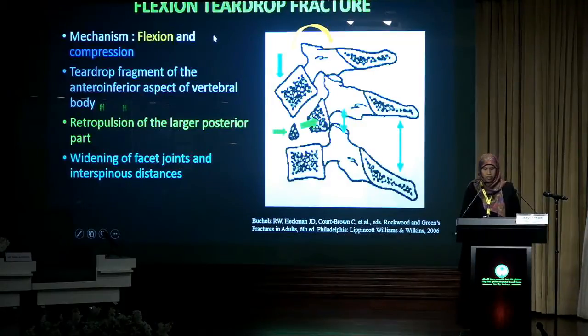How about flexion teardrop fracture? If there is flexion and compression, it will cause a teardrop fragment of the anterior inferior aspect of the vertebral body and also retropulsion of the larger posterior part. Because of the hyperflexion, there will be widening of the facet joint and also the interspinous distance.